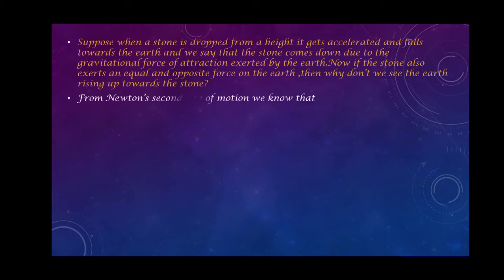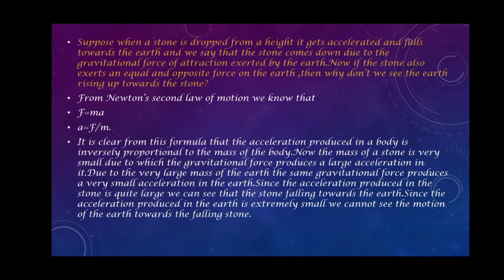Let us discuss. We know that from Newton's second law of motion, F equals ma. That means F is equal to mass into acceleration. So, acceleration is equal to force by mass. It is clear from this formula that the acceleration produced in a body is inversely proportional to the mass of the body. Now, the mass of a stone is very small, due to which the gravitational force produces a large acceleration in it.